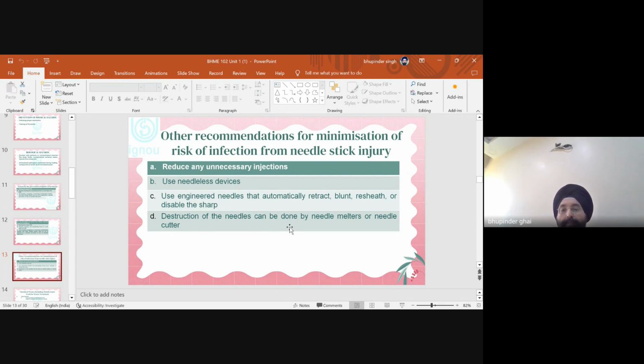Destruction of the needle can be done by needle melter or needle cutter. A melter is mostly electrically operated, where you put the needle inside the melter and the needle will melt. A needle cutter is either mechanical or electric operated, where the needle can be cut. There is a small hole, put the needle inside that hole and there is a blade which will cut the needle.